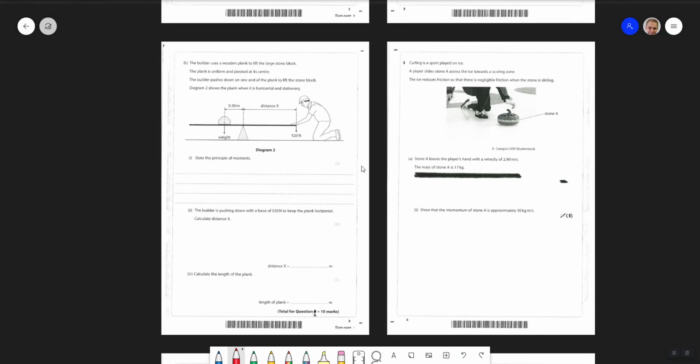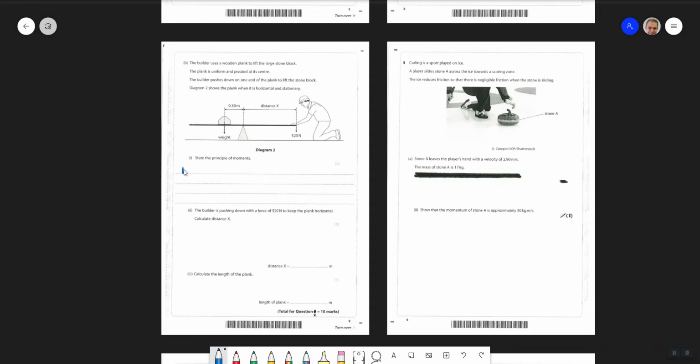So a builder is using, so we've got a moments problem here. We've got a builder using a wooden plank to lift a large stone block. The plank is uniform and pivoted at the center. As they're holding it balanced, state the principle of moments. So there are 2 marks here. So there's 2 things you need to say.